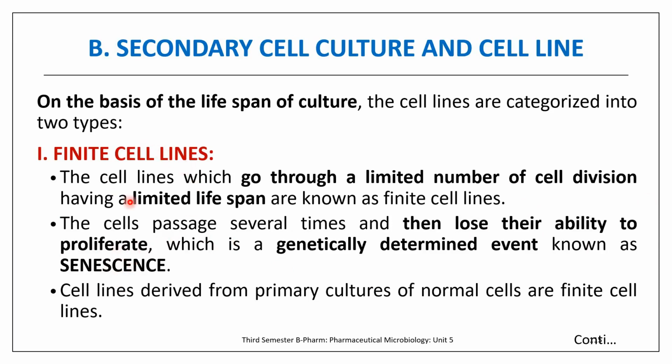So the finite cells have a limited lifespan. After a limited number of cell divisions, they will lose their ability to proliferate and they will die. This is a genetically determined event that is known as senescence.